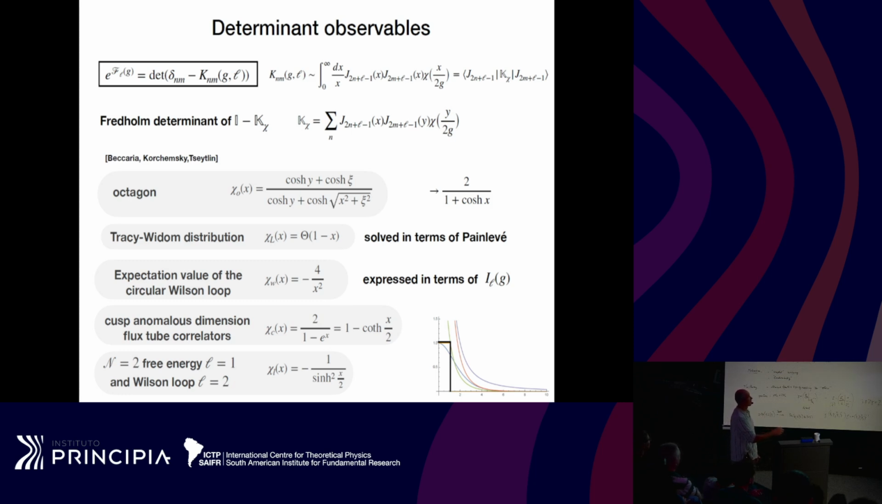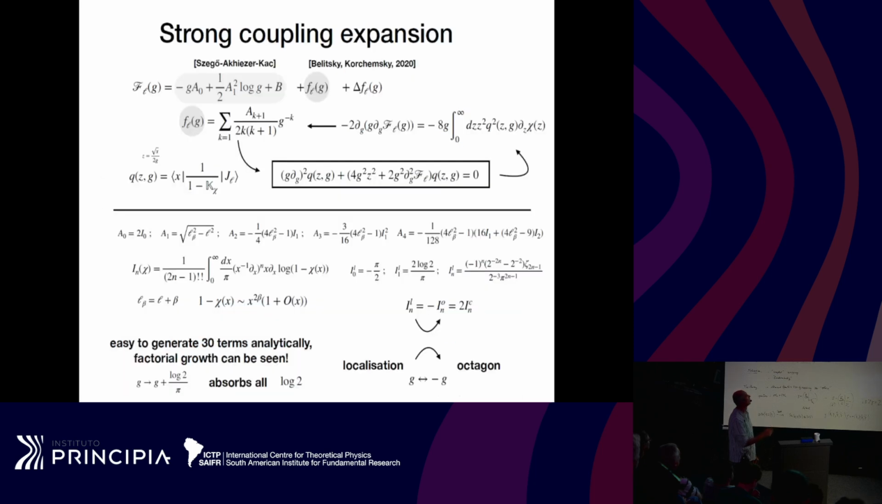In the previous talk, we met this octagon amplitude when both y and psi were 0, and also in my talk, I will consider this particular case, when the symbol is just this form. So the first nice result, it's a bit technical, was done by Andrei Belitsky and Grisha Korchemsky. They managed to calculate a strong coupling expansion of that determinant.